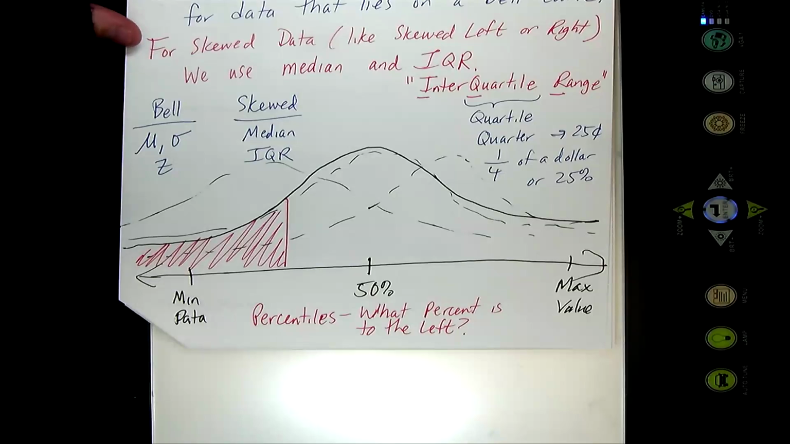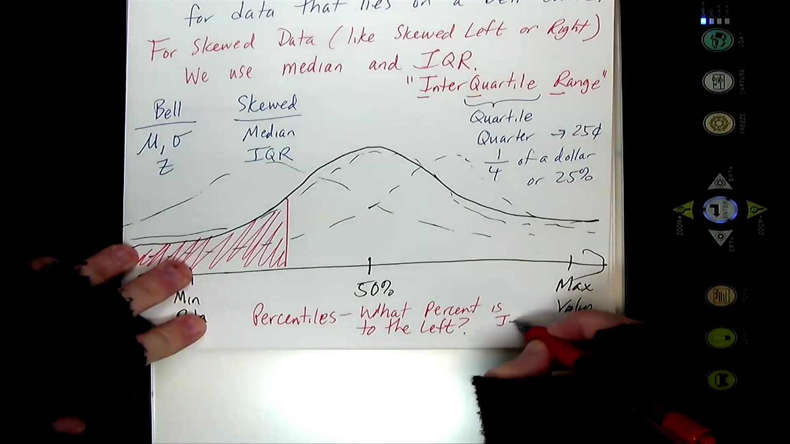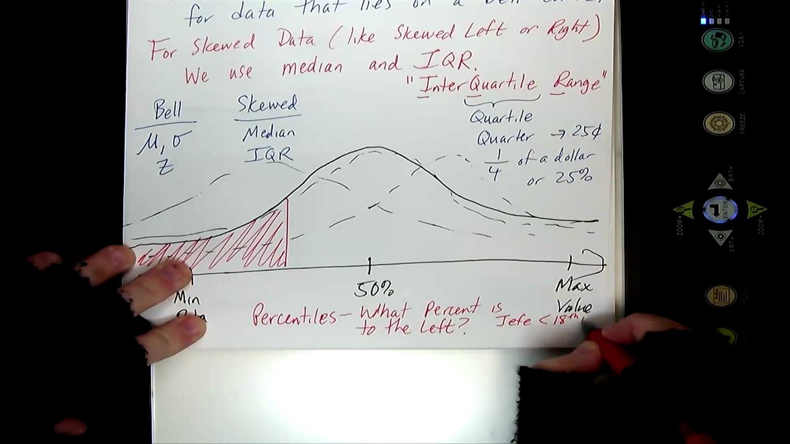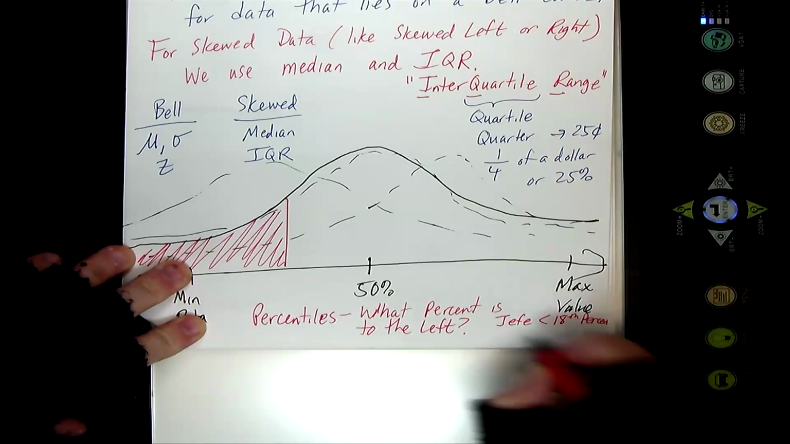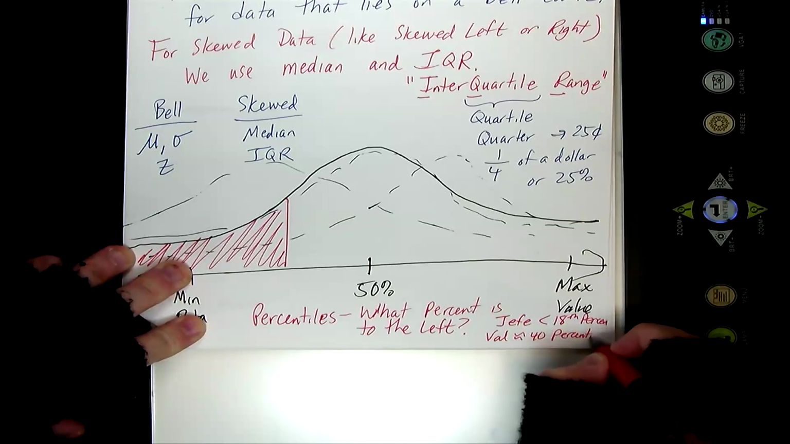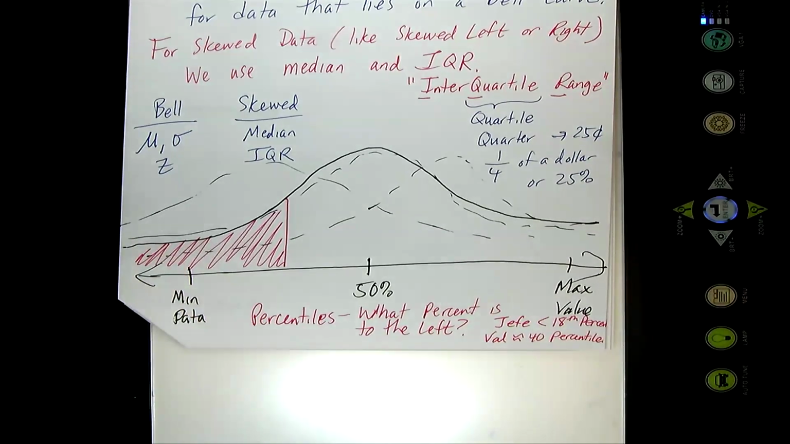So for what we had earlier, Hep A was less than the 18th percentile, and Val was about the 40th percentile, to compare that to what we were showing earlier. I know it's probably a new word for most of you. Hopefully you know percent, hopefully you know quarter, and you can relate what's going on.